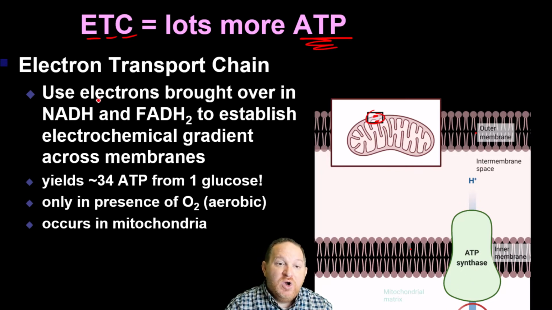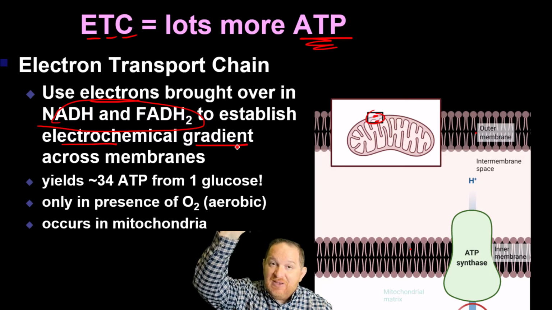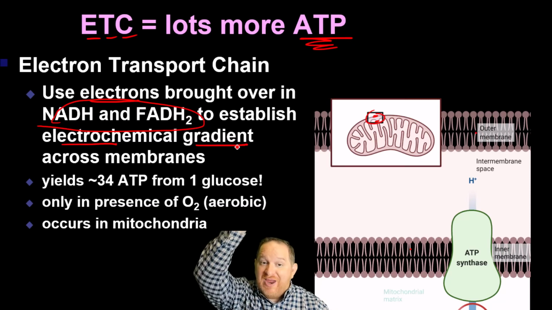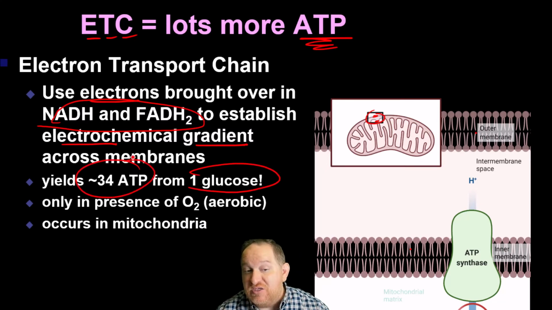So we're going to use the electrons that are brought over from NADH and FADH2, right? Those are our electron carriers. Those electrons are going to establish an electrochemical gradient, right? So there's a higher percentage of something on one side than the other. There's a gradient that's going to be established. And per 1 glucose molecule, we're roughly going to get about 34 ATP in this process.